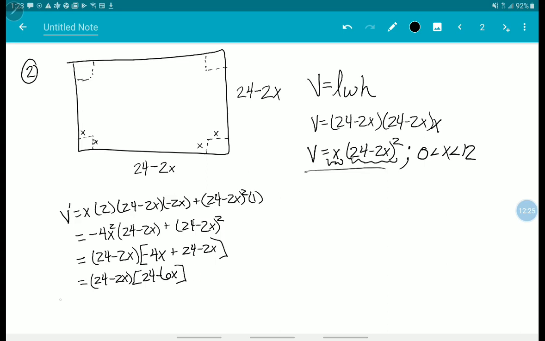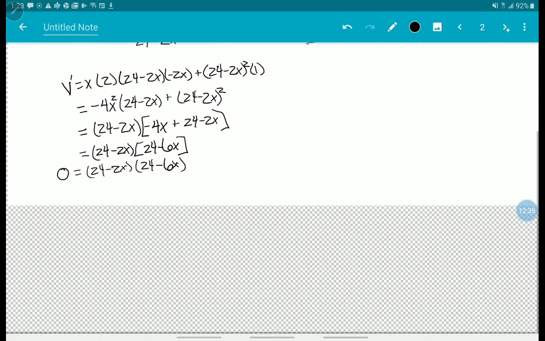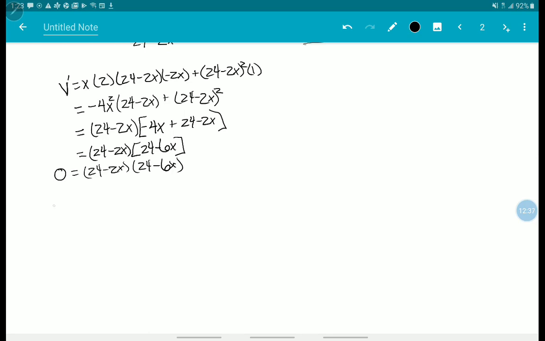So let's set this guy equal to 0. And when we do, we have 24 minus 2x is equal to 0. So we have a critical number at 12. And then 24 minus 6x is equal to 0. So we have another critical number at 4. Now, 12 is outside of our domain. So 4 is our winner here.